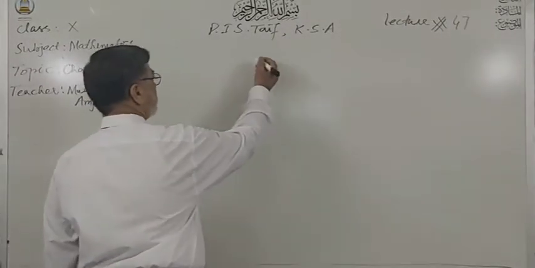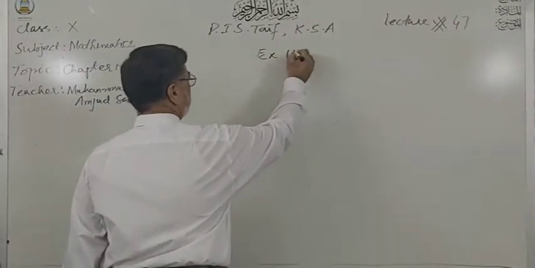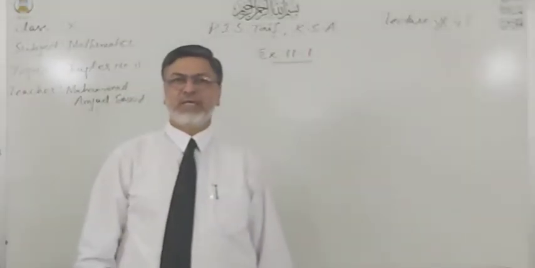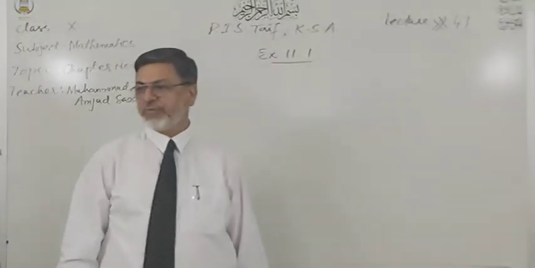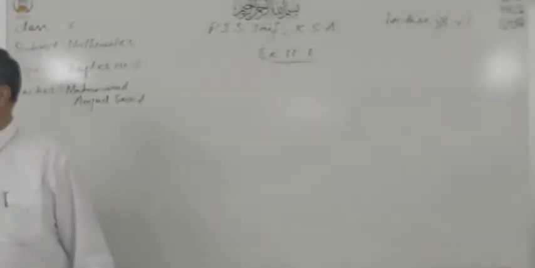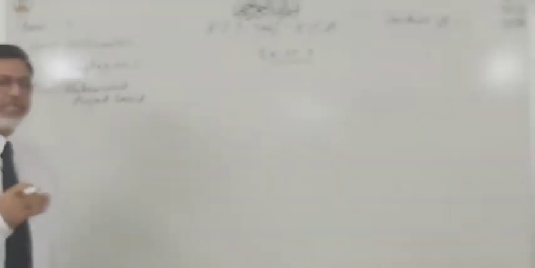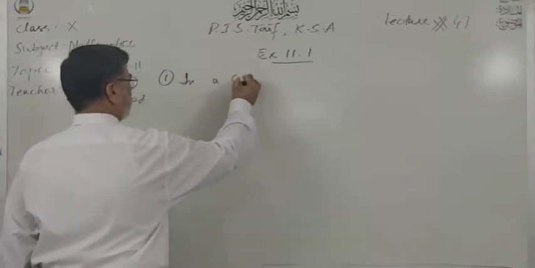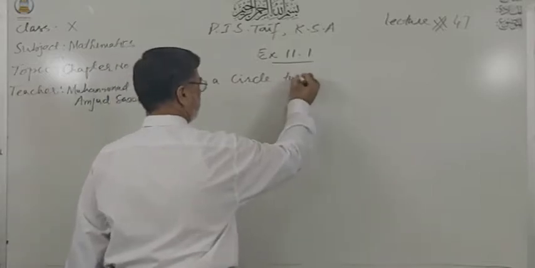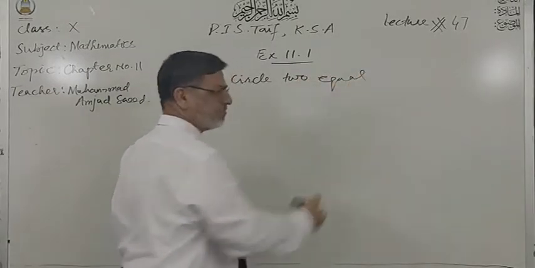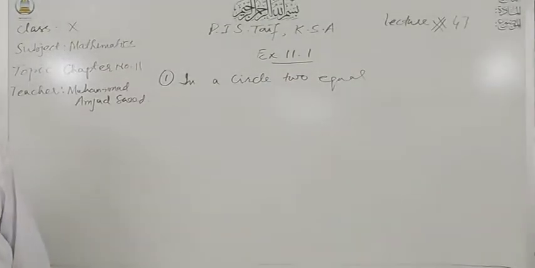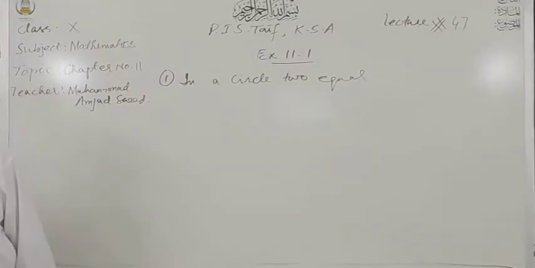Here is exercise 11.1. According to your revised reduced syllabus, we have question number 1 and 2 of your exercise 11.1. So we have the question. Question number 1: in a circle, two equal diameters AB and CD.